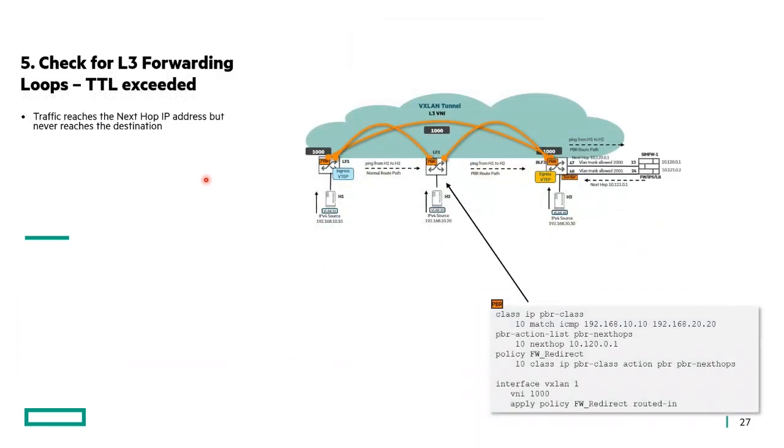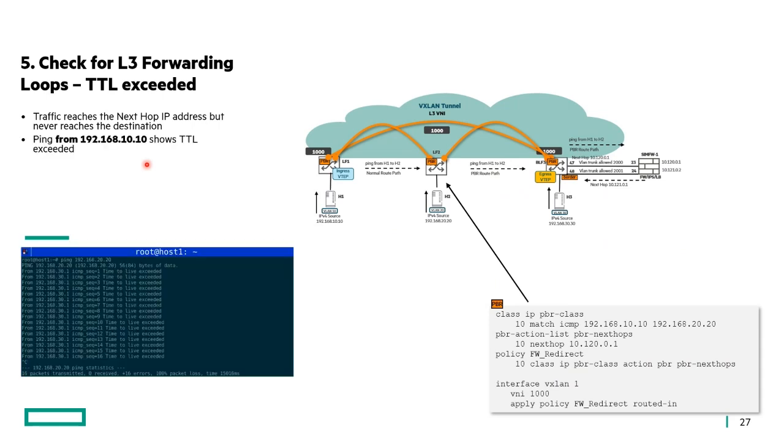So check for L3 forwarding loops or TTL exceeded. This is always an indication of a routing loop in the environment. I ran into this myself. In this case, the traffic reaches the next hop IP address, but never actually reaches the destination. You can see from my host 1 here, I'm doing a ping, and you can see the time to live is exceeded.